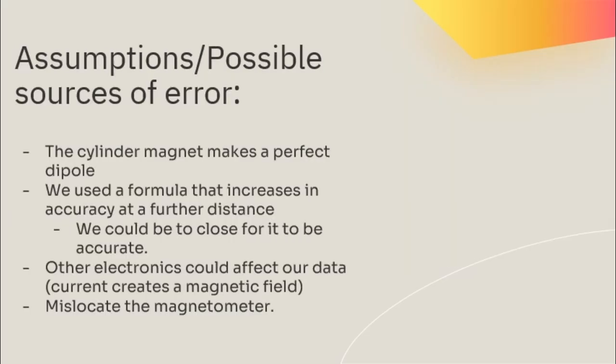So before I get into the code in this lab, there are some assumptions and possible sources of error. We originally assumed we were given a cylindrical bar magnet, and we're assuming that it makes a perfect dipole, and we're using dipole formulas. And also we're using a formula that gets more accurate the further away you are from the magnet. So we could be too close for this formula to be accurate.